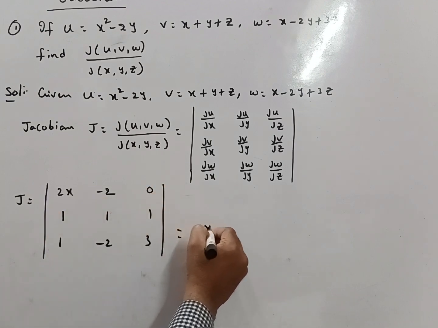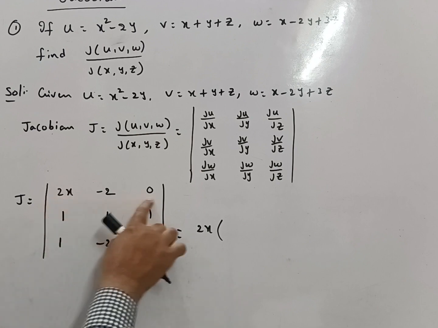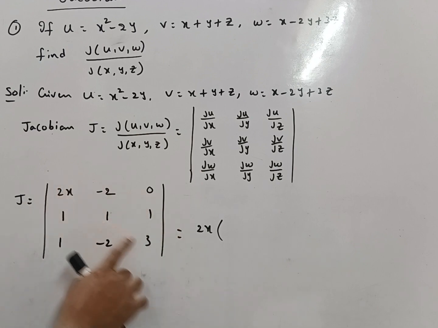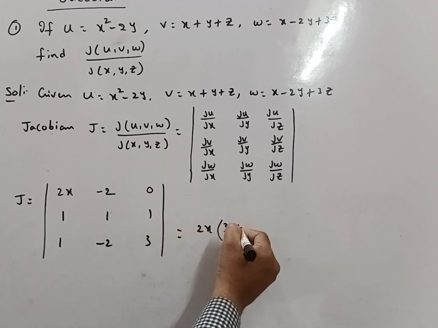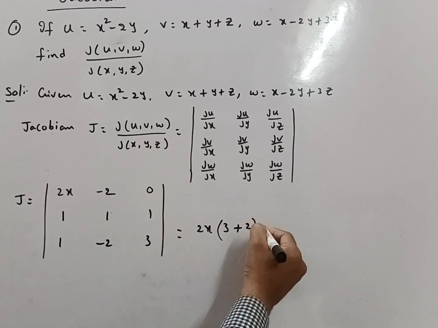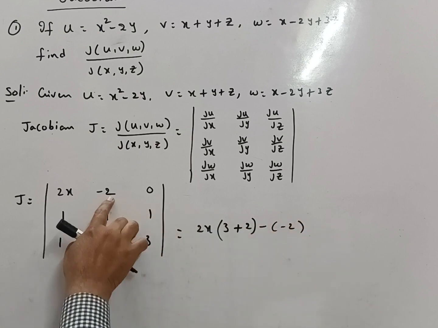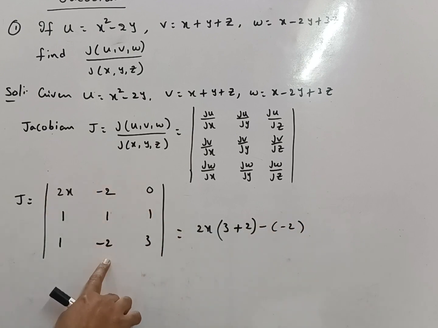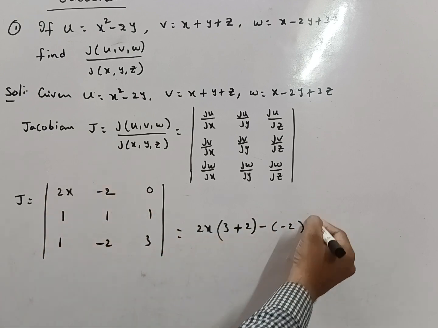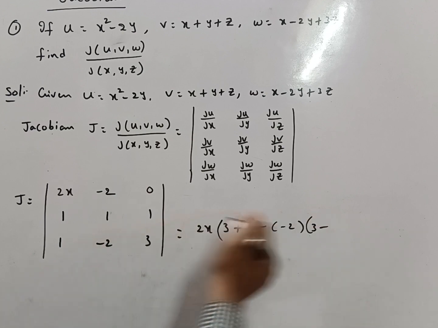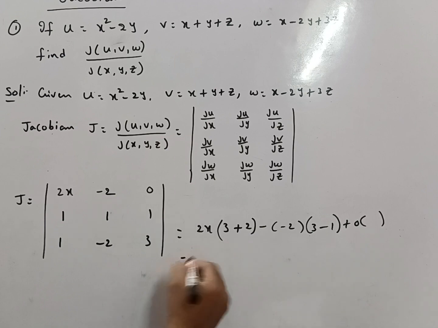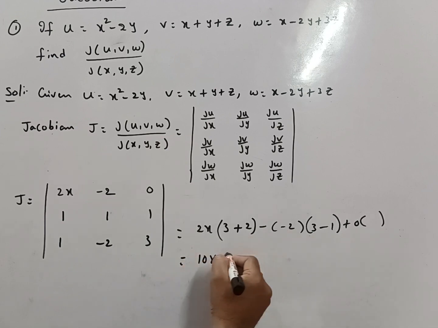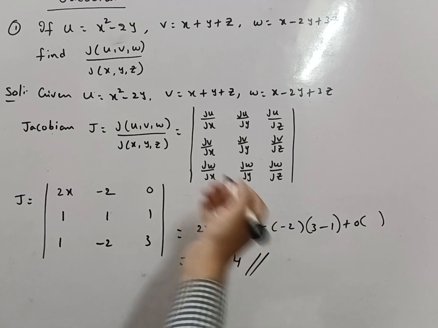How to find the determinant? 2x into, leaving this row and this column, 3 ones are 3 minus 2 into 1 minus 2, minus of minus, plus 2. Next minus 2 into, leaving this row and this column, 3 ones are 3 minus 1 ones are 1. Plus 0 into anything is 0. So 3 plus 2 is 5, 10x, and minus 2 into minus, plus 2, 2 is 4. That's it. Very simple it is.